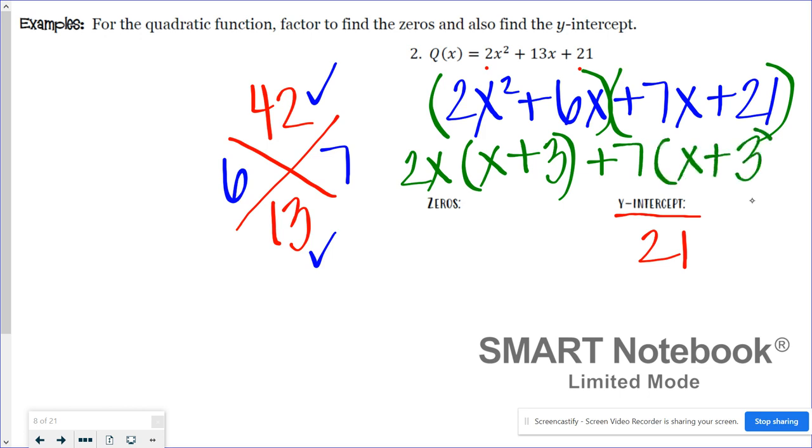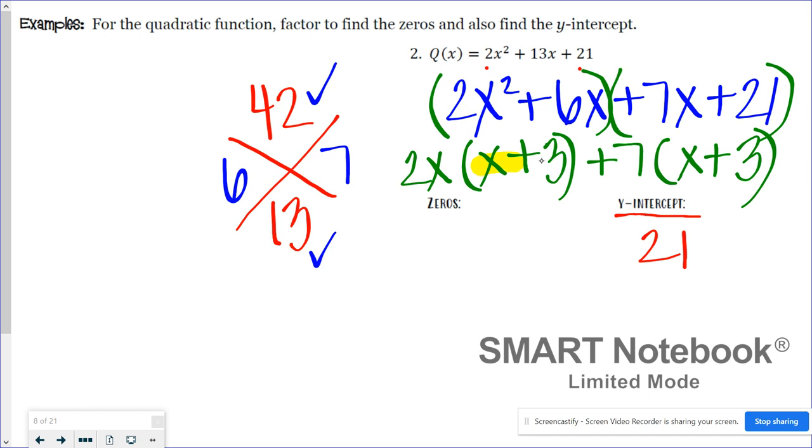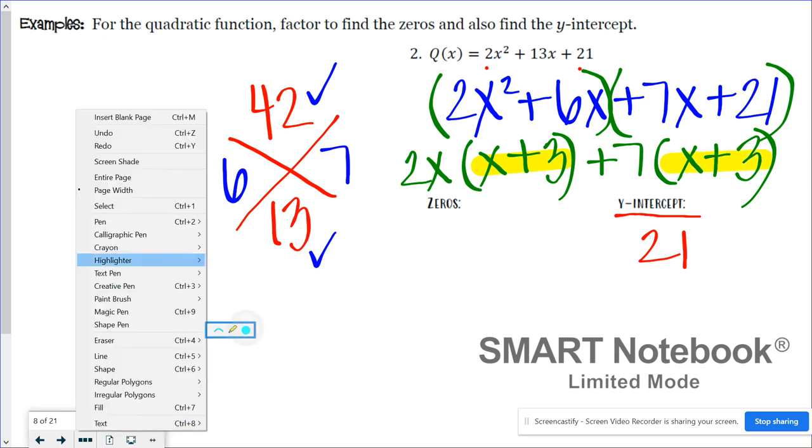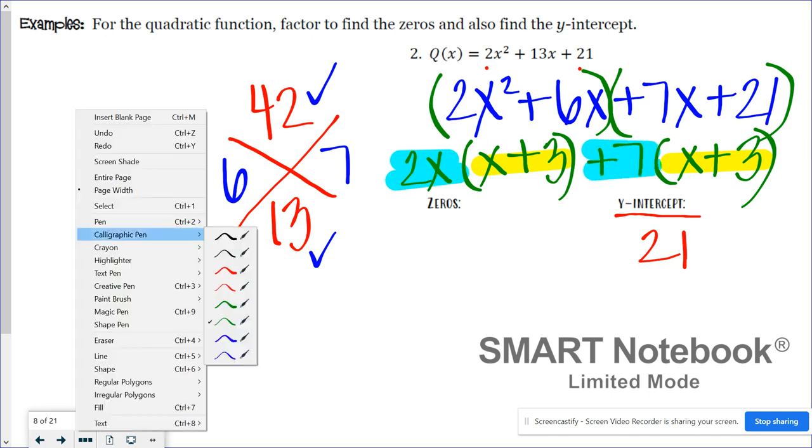You see how I have x plus 3 in the parentheses for both? That's exactly what you should see, okay? Because that forms one of your factors. X plus 3 is one of our factors. And then the other factor comes from what we took out. So we took out this 2x and we took out this +7. That's where the second factor comes from.